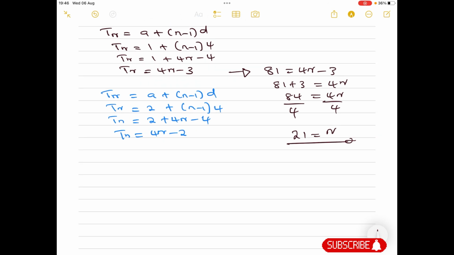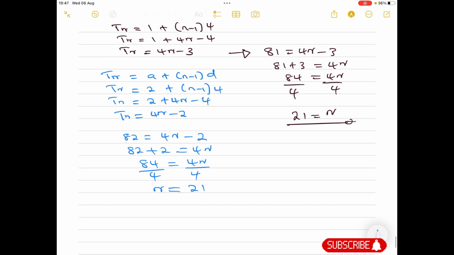Okay, so the same thing applies here. Now let me use another color so that you don't lose me. So now I'll have 82 equal to 4n minus 2. Taking this to the other side, I'll have 82 plus 2 equal to 4n. So I'll have 84 equal to 4n. Then divide both sides by 4. Then the value of n will be equal to 21.